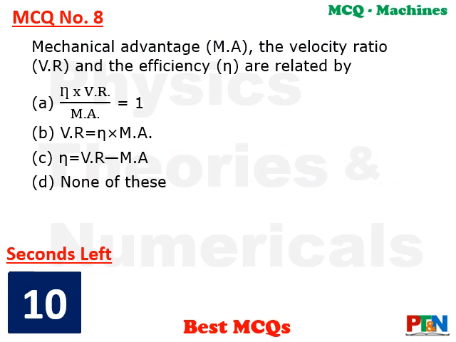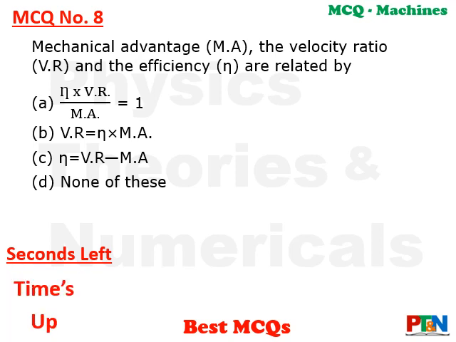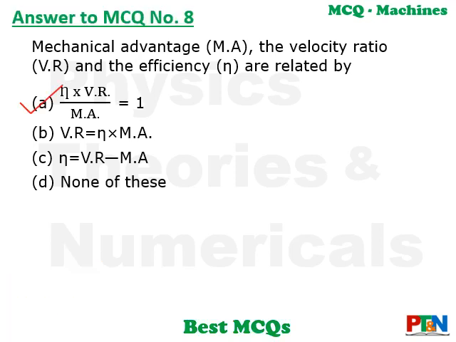Next MCQ. You need to find out the option where the relationship between mechanical advantage, velocity ratio and efficiency is shown correctly. Your timer for 10 seconds starts now. Time's up. Hope you got your answer. This is a very standard question, so you must have found it easy. So the option is option A.